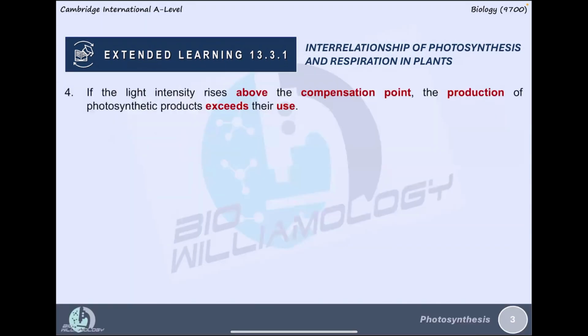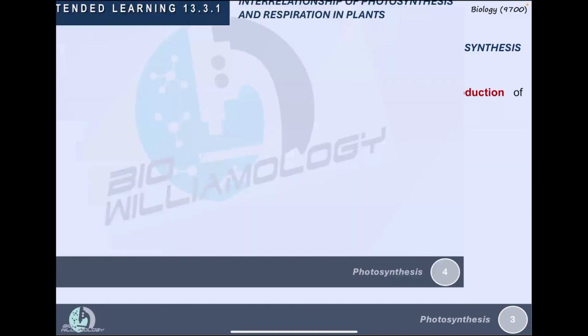So if the light intensity increases above the compensation point, the production of photosynthetic product exceeds its use. So these excess products are stored by the plant and will be converted to yield. And this is good for the farmer because the farmer can earn more income through high yield production.